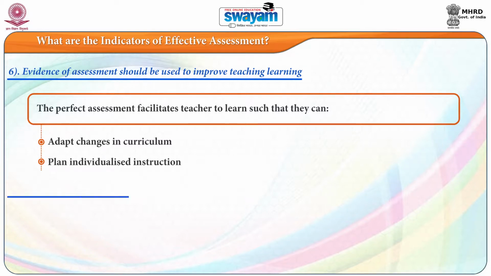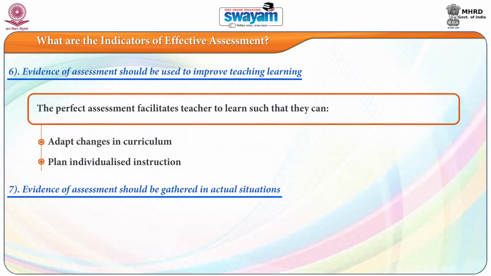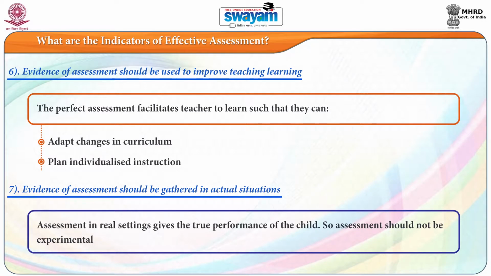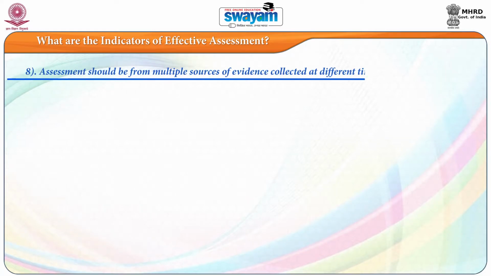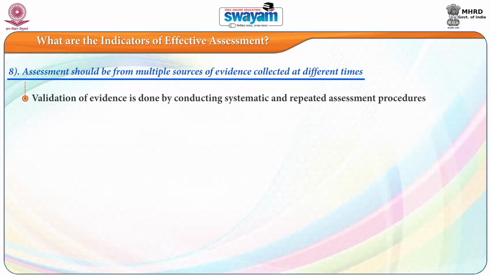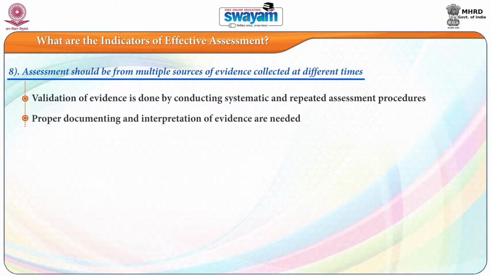The seventh indicator is that evidence of assessment should be gathered in actual situations. Assessment in a real setting gives a true performance of the child, so assessment should not be experimental. The eighth indicator is that assessment should be from multiple sources of evidence collected at different times. Validation of evidence is done by conducting systematic and repeated assessment procedures. Proper documenting and interpretation is also needed.